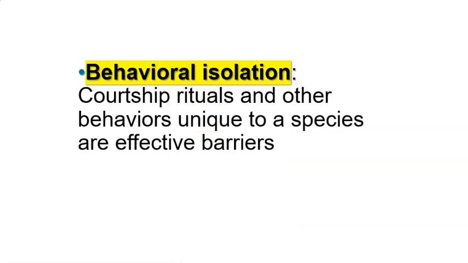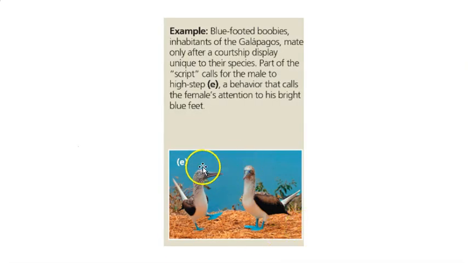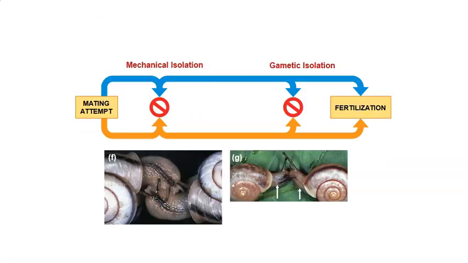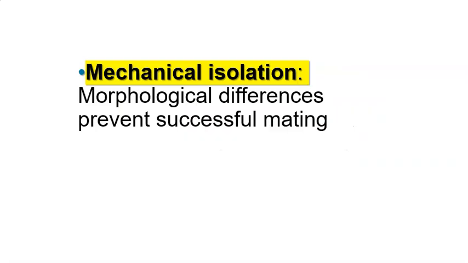Behavioral isolation is when the rituals are completely different. The infamous example of this is the blue-footed boobies, inhabitants of the Galapagos, who mate only after a courtship display where the male shows off his blue feet, like, hey, look at my kicks. You can watch some funny videos about that. It's pretty cool. Mechanical isolation is when morphological differences prevent successful mating, so the anatomy doesn't fit together correctly.